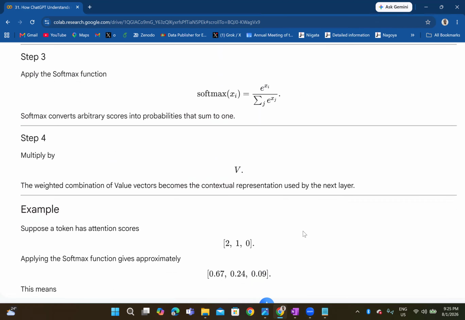And in step three, you apply the softmax function. Softmax of xi is simply the exponent of xi over the summation of all the exponents of x. Softmax converts arbitrary scores into probabilities that sum to 1. That way you have a probability distribution, so you can then multiply by V. The weighted combination of value vectors becomes the contextual representation used by the next layer.